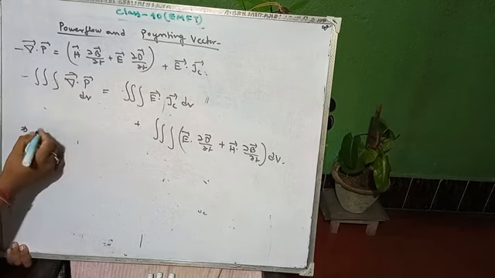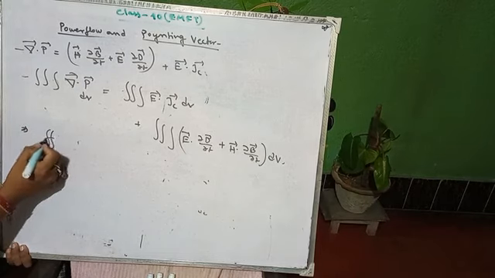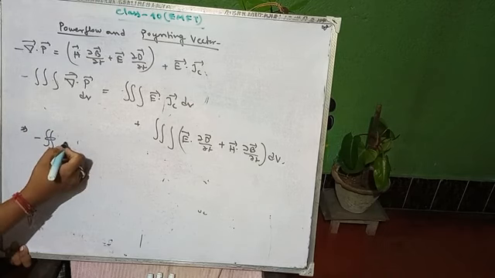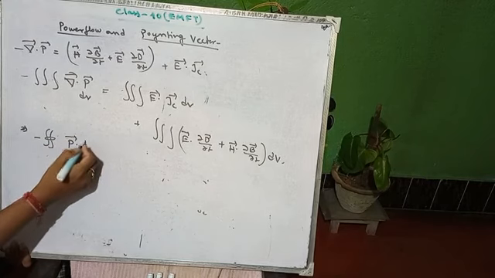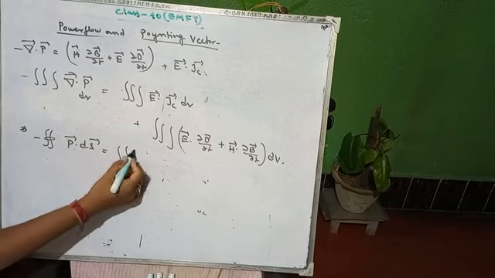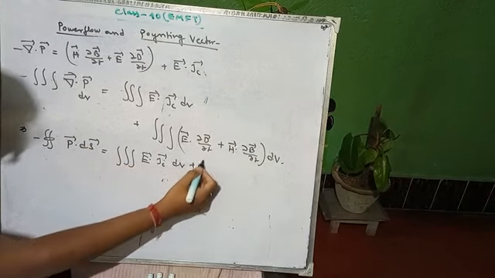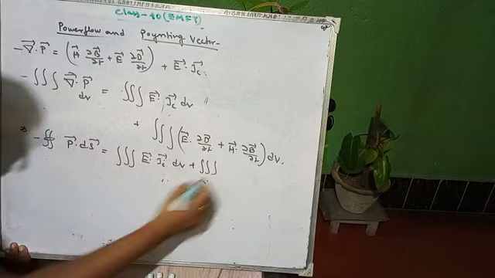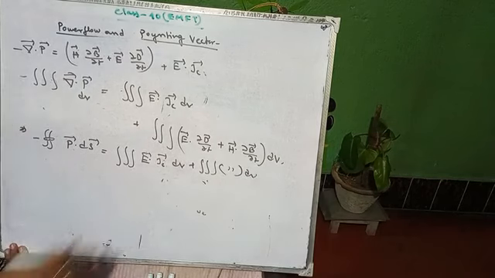Then what will be the final expression? So the volume integration will be converted into your closed surface integration, which will be equals to, and this is your triple integration of E dot Jc dv plus triple integration of this one, that is the rest one.